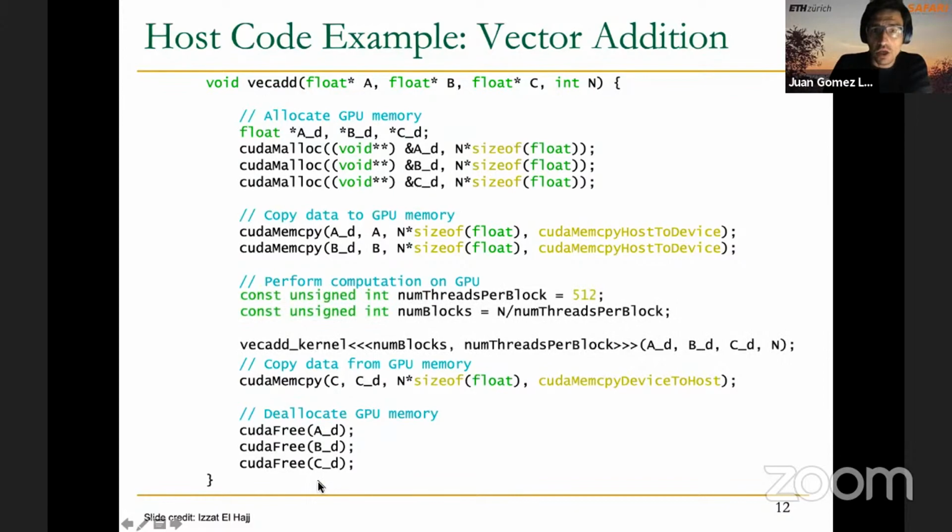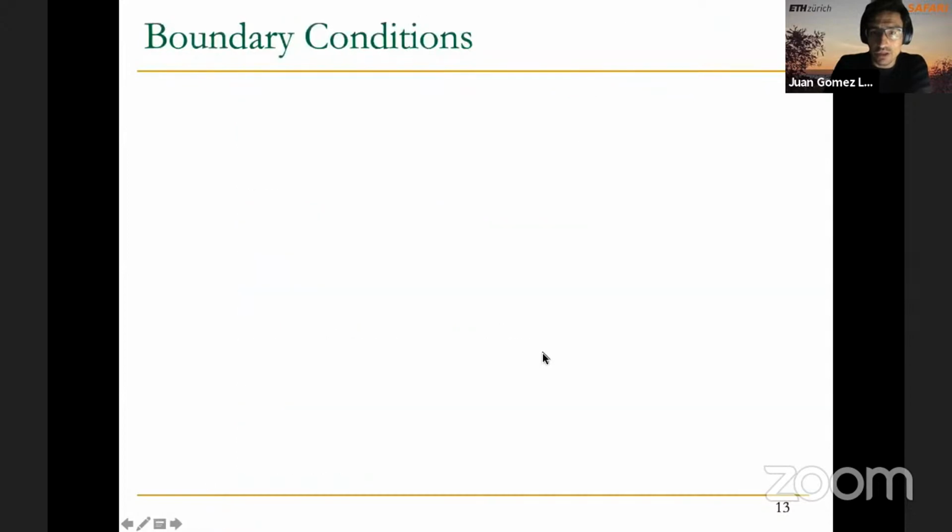And remember that to launch the computation on the GPU, we first need to define the number of threads per block. In this case, we use 512, and the number of blocks. What we normally do is divide the total size of the inputs by the number of threads per block, and this will give us the number of blocks. And here is the syntax for the vector addition kernel.